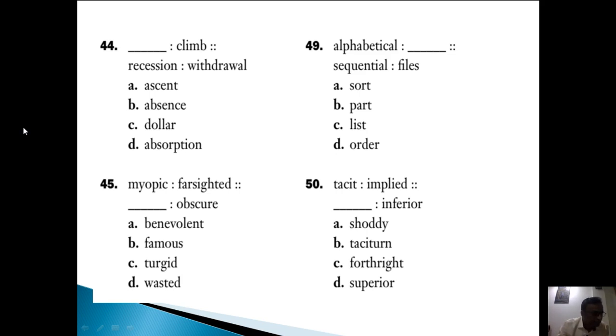Example number 45, that is myopic equal to farsighted, then what equal to obscure? The answer is: myopic is an antonym for farsighted, and famous is an antonym for obscure. So the answer would be option B.